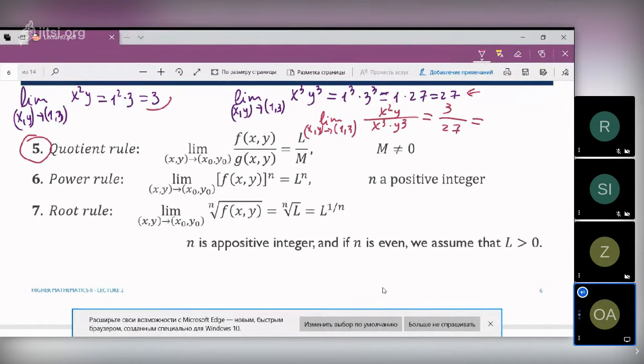Yeah, that's right. Now we can simplify this. It will give us 1 over 9. Yeah, it's 1 over 9.